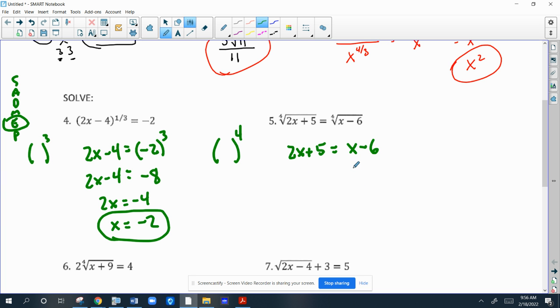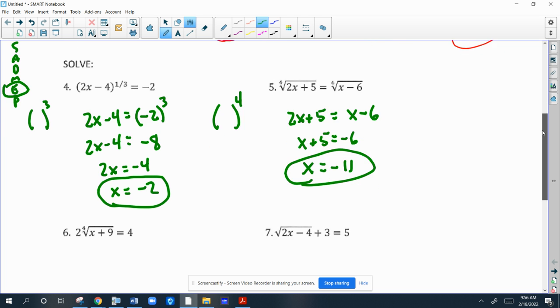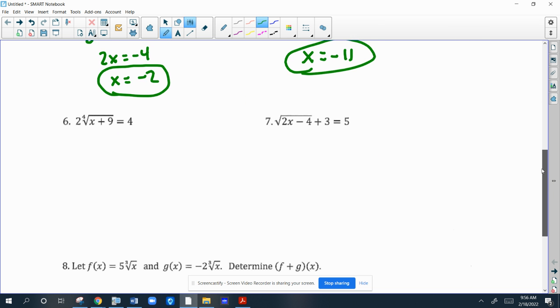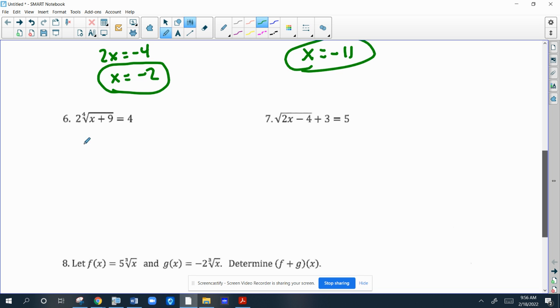So I'm going to subtract x. And then I'm going to subtract 5. And I've done it. So x equals negative 11. Easy enough. Number 6. Be careful with number 6. It looks very similar to number 5 in that you're going to have to raise both sides to the fourth. But this 2 out in front is a multiplication. So you could get by raising both sides to the fourth as long as you remember to raise this 2 to the fourth as well.